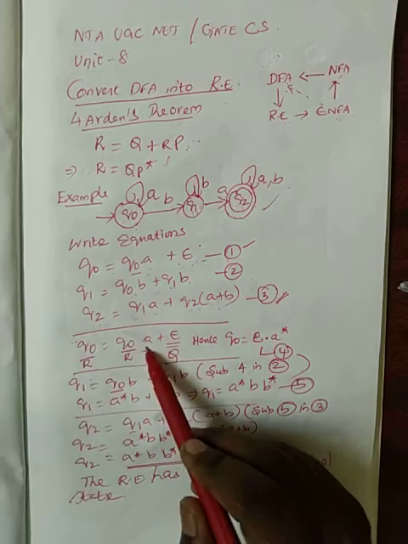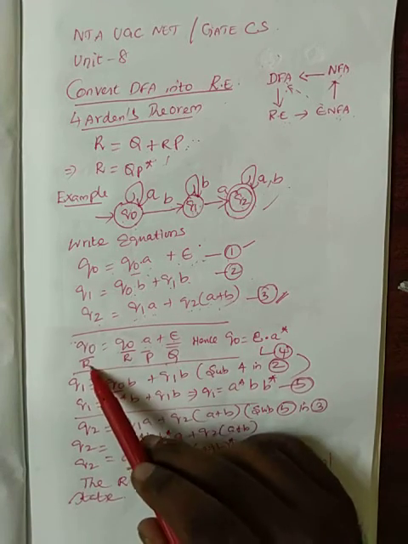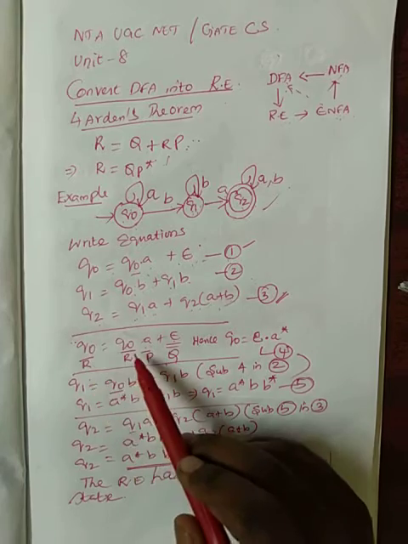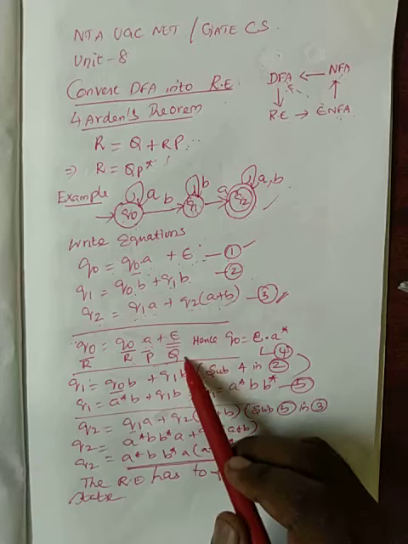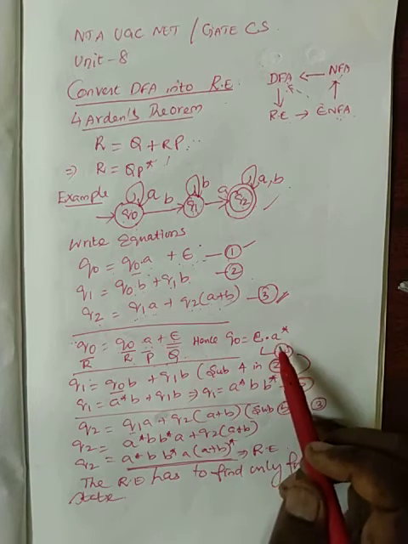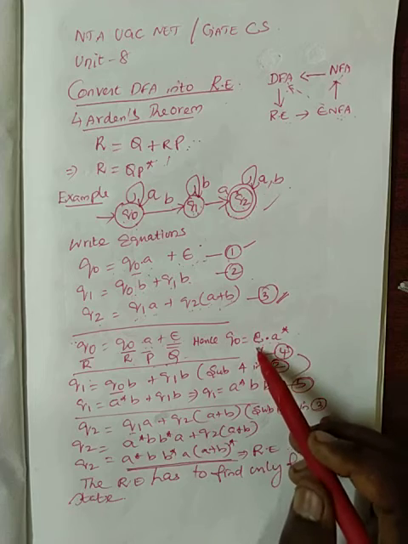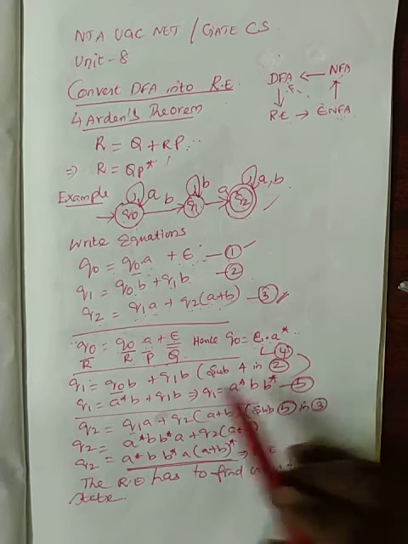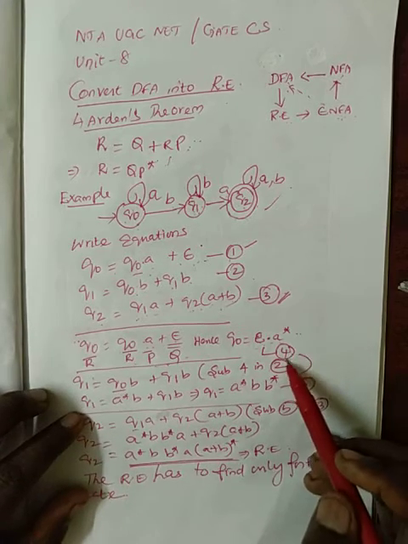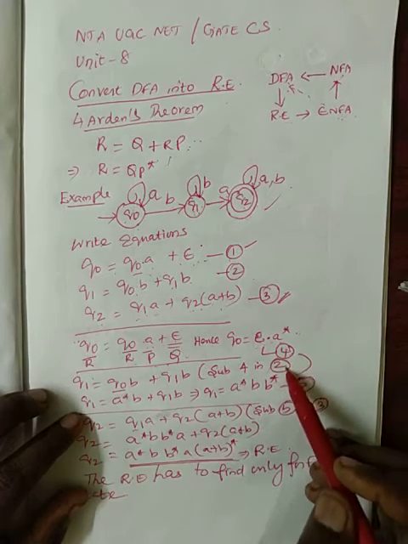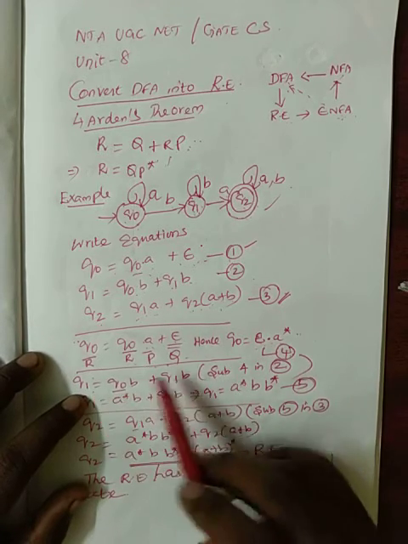Q0 equal to Q0 into A plus epsilon. Looking at this equation, suppose Q0 is R, A is nothing but P, and epsilon is nothing but Q. So I am rewriting this as epsilon into A star, which means Q into P star. I wrote it like this: this is equation 4.